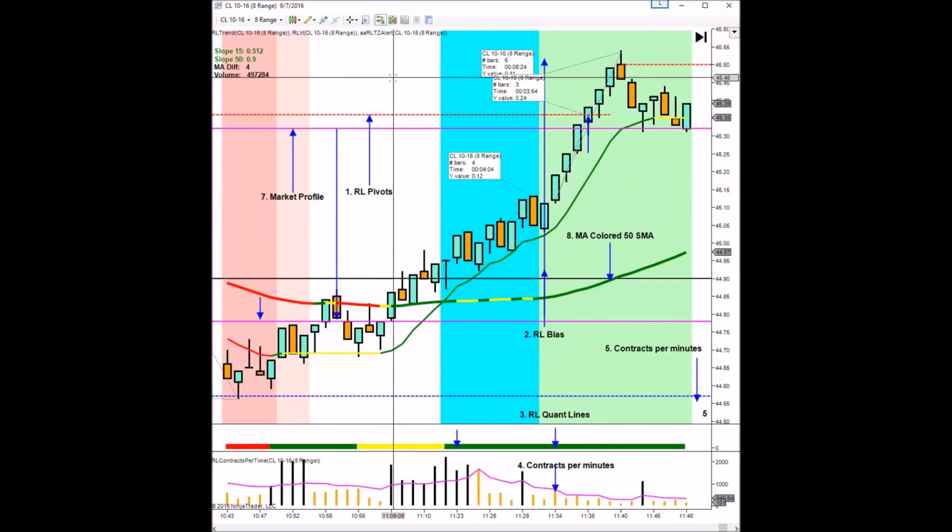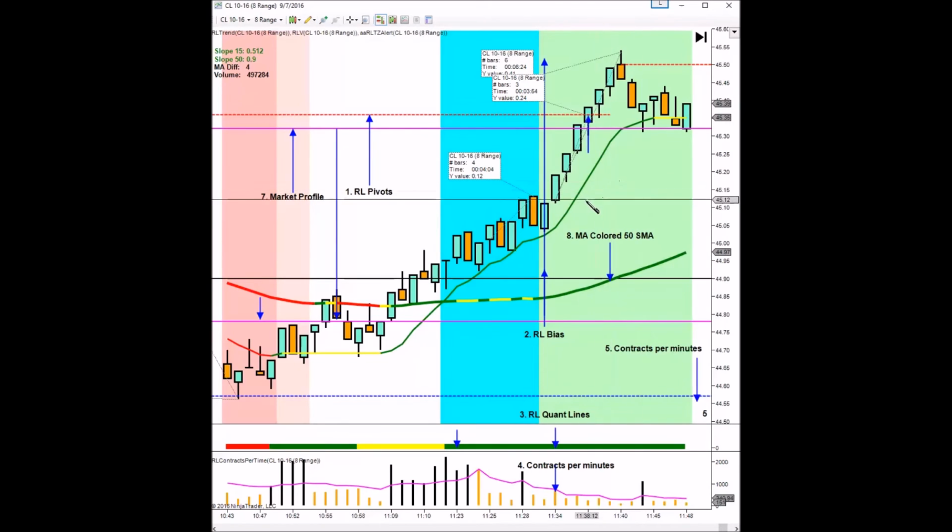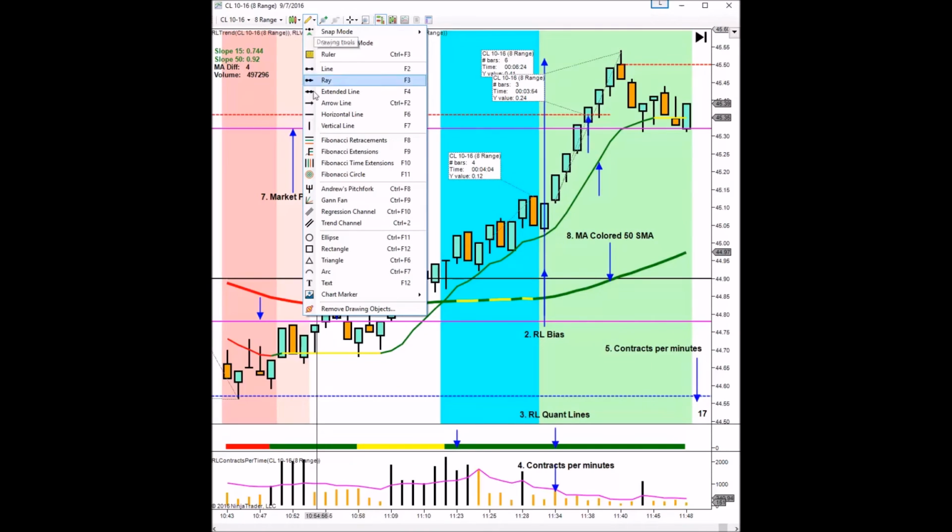And number 9 is our very proprietary 15 period moving average. We call it the right line trend.